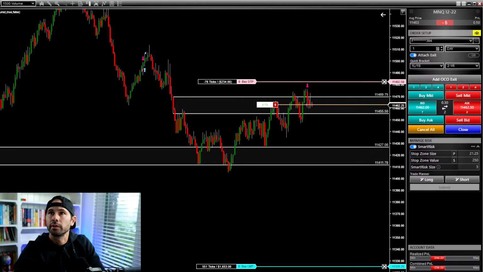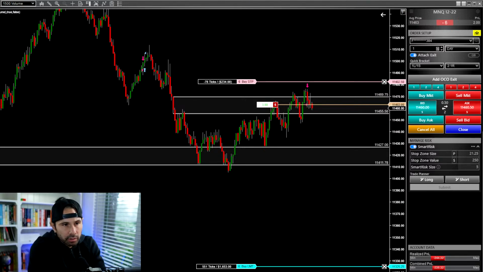Now the dollar is trying to push higher. Let's see if we can have a push on the dollar. If we have a push on the dollar, we might win this trade.